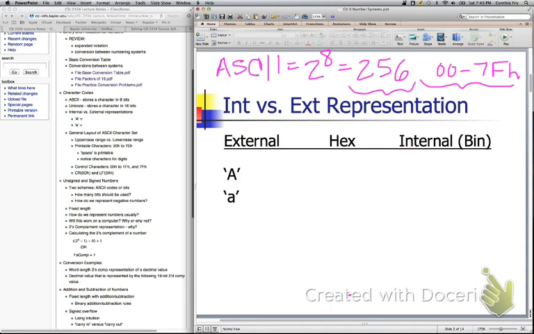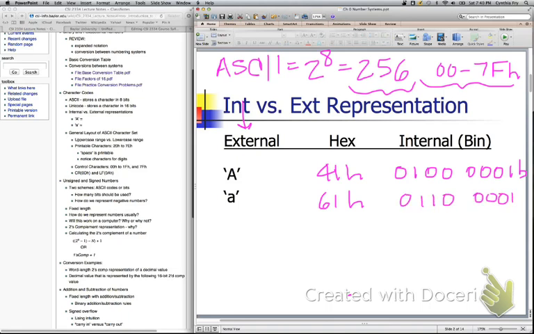So when we're dealing with ASCII characters, we know that there's an external representation. In hex, capital A happens to be 41 hex. And internally, or in binary, internal I say because that's a machine, this is going to be 0100 0001 binary. Lowercase is actually 61, or this. A couple of things to notice here.